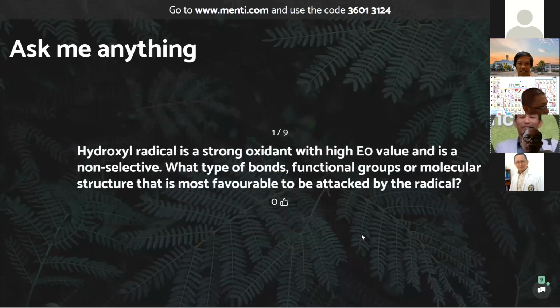So hydroxide is a strong oxidant with this energy value. Now, what type of bonds, functional group, or molecular structure is most favorable to be attacked? Actually, how they attack is the oxygens, and then hydrogens. So this is the main molecular group that they actually attack.